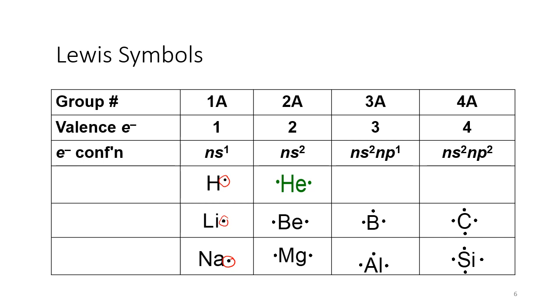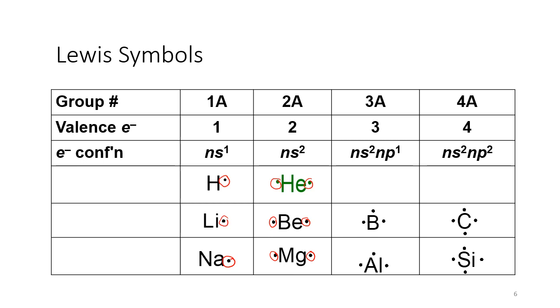For group 2A, all elements in group 2A have 2 valence electrons, so we write the symbol surrounded by 2 dots. Each dot represents a valence electron. Their electron configuration follows the form ns2. Beryllium has 2 valence electrons. Magnesium has 2 valence electrons. And notice we don't pair up the valence electrons. We write them around all 4 sides of our element symbol first before we pair any of them up.